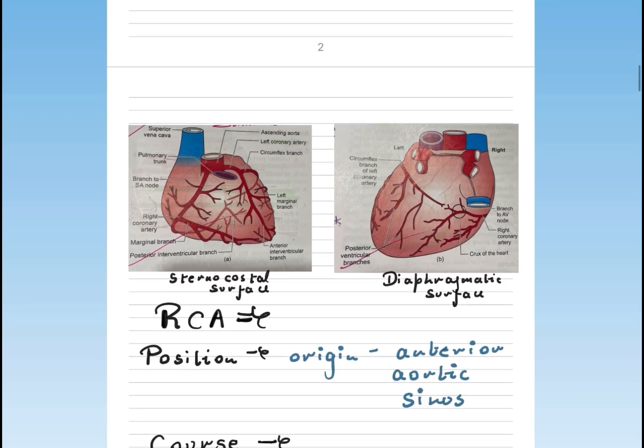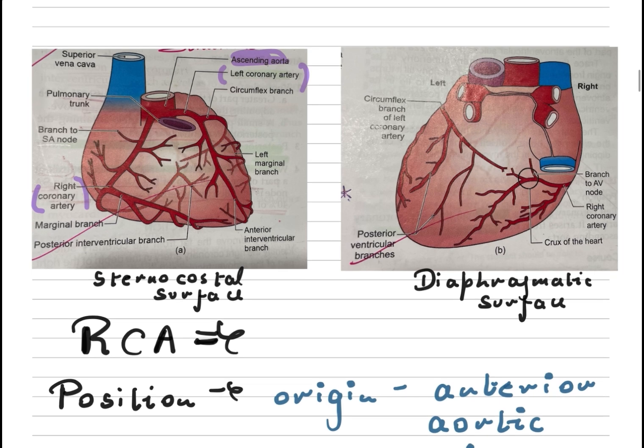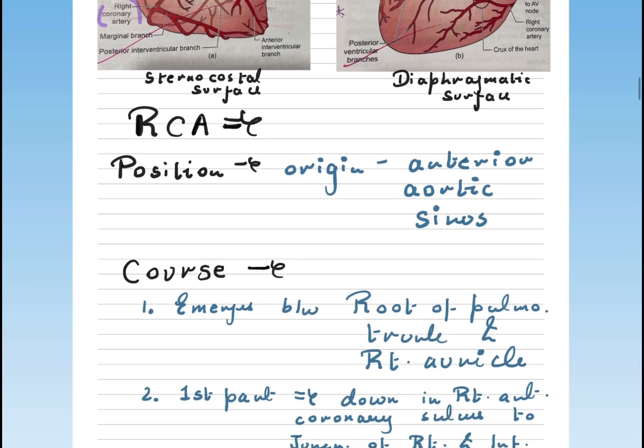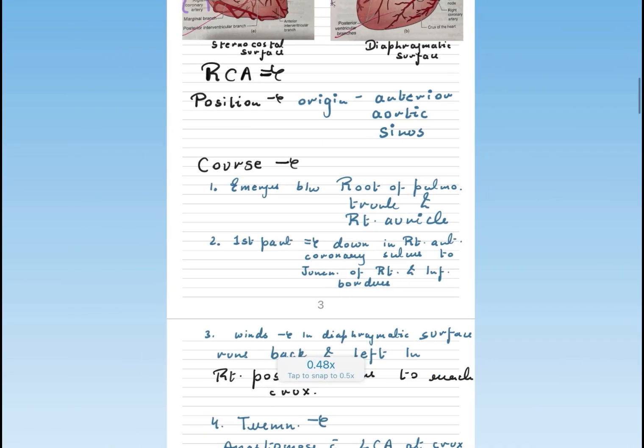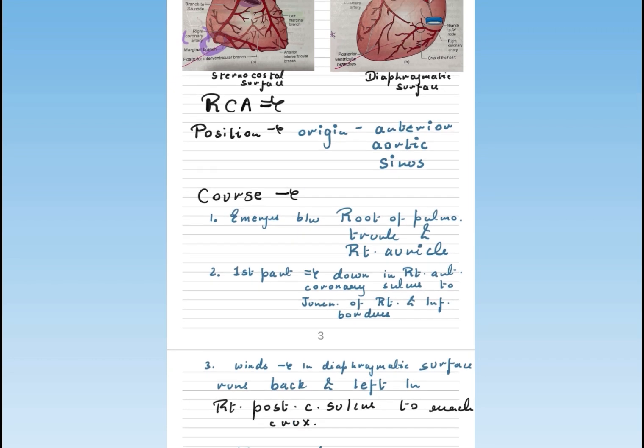Then the course we will be studying about in this diagram. So this is the ascending aorta, and from here arise the left coronary artery and the right coronary artery. As we can see, the right coronary artery travels between the pulmonary trunk and the right auricle. This is the emergence. Then the first part of the right coronary artery travels down in the right coronary sulcus to the junction of the right and the inferior border. This is the junction. And from here it will wind backwards in the diaphragmatic surface, that is the inferior surface.